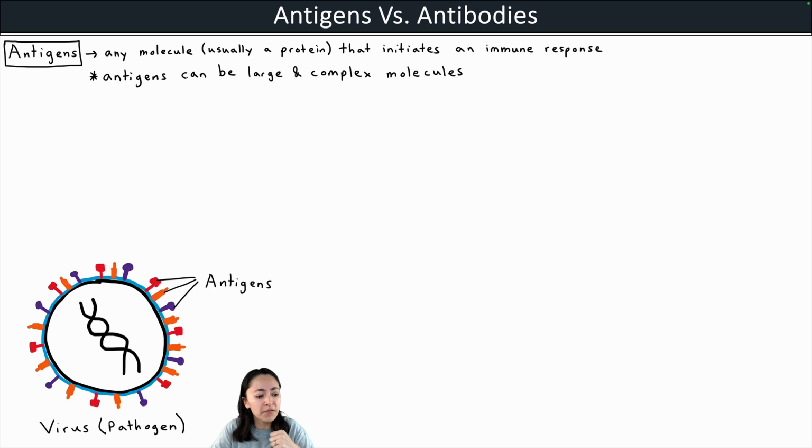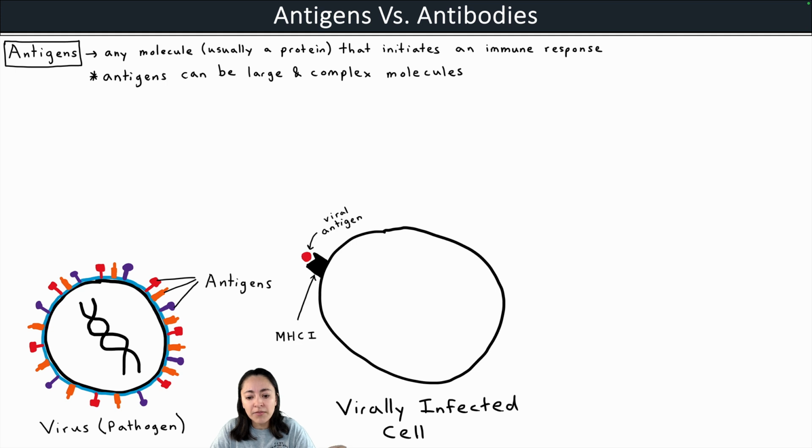So here we have a virus. This is a type of pathogen, right, that can infect the body. And here on the surface, you see that it can have many different types of antigens. Here we have a virally infected cell. So this cell was actually infected by a virus, and it's presenting on its surface some of those viral antigens.